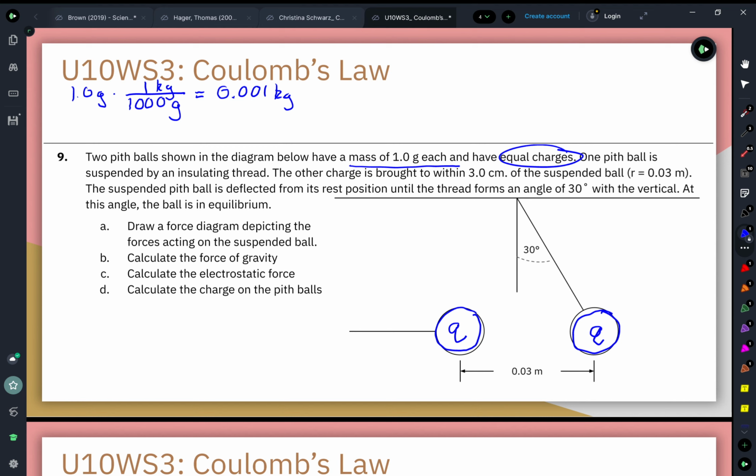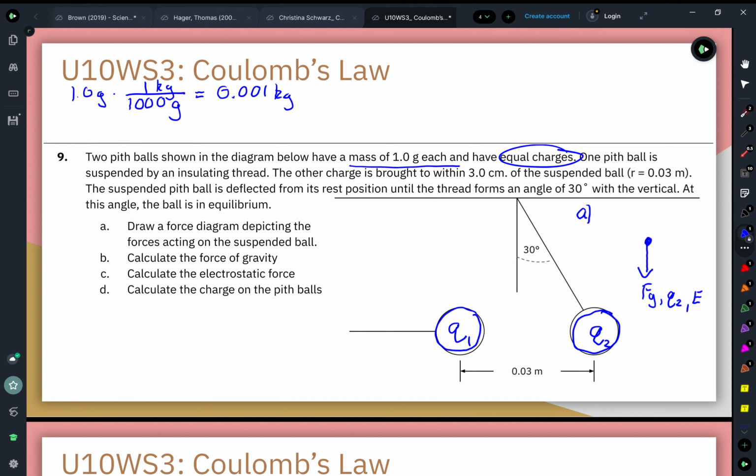So first is going to be part A. I'm going to do part A over on the right side of the screen, just so that it'll be easier for us to represent the forces acting on the charge that is being hung from the thread. So the first force we're going to draw is our force of gravity pointing down. Force of gravity acting on the suspended ball, so I'm going to say that this is going to be Q2. Even though they have the same charge, I'll still designate the one to the left Q1, the one to the right Q2. We're drawing our force diagram for Q2. And that's going to be acted on by the Earth.